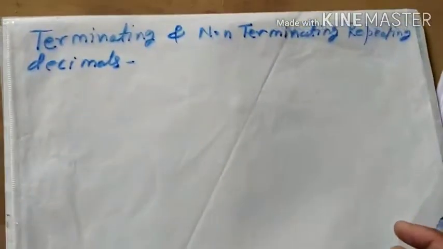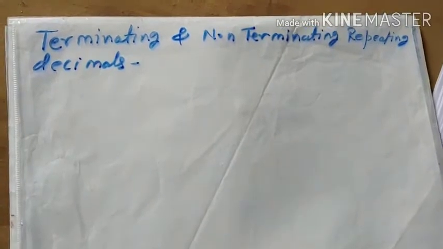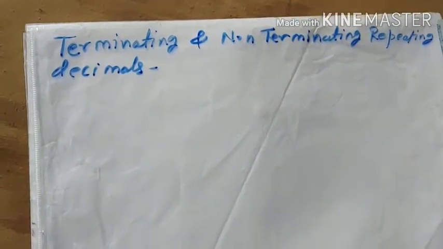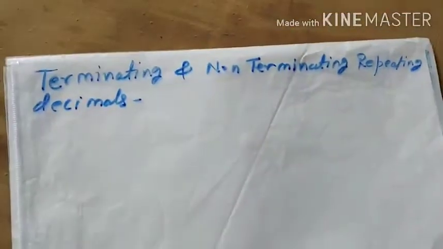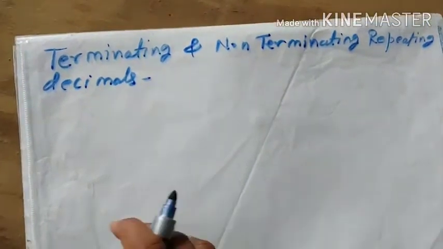Students, in this video we are going to discuss the terms terminating and non-terminating repeating decimals. What does terminating mean? What is the meaning of terminate? Okay, terminate means to make it zero, or finish it, or turn it into dust.